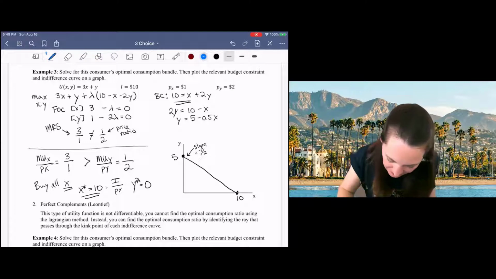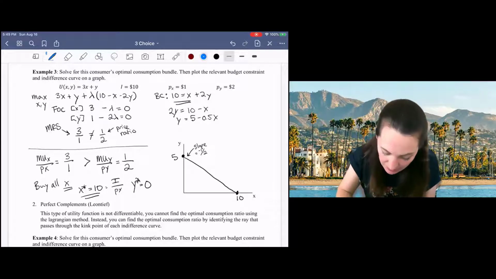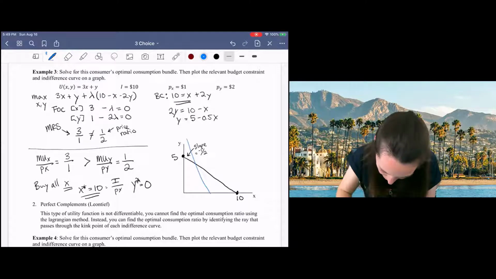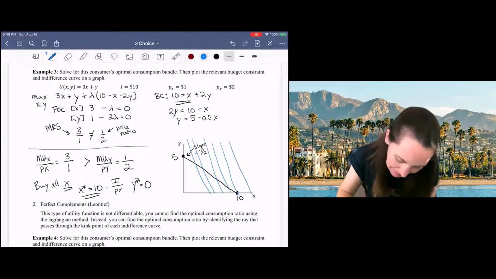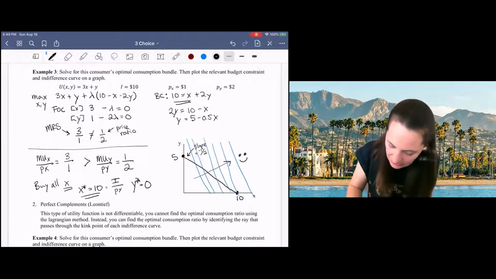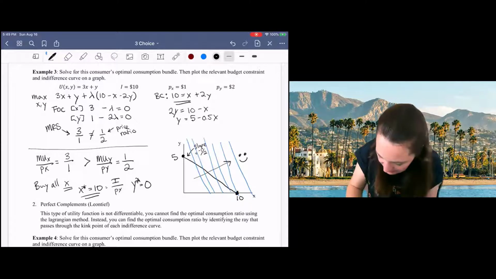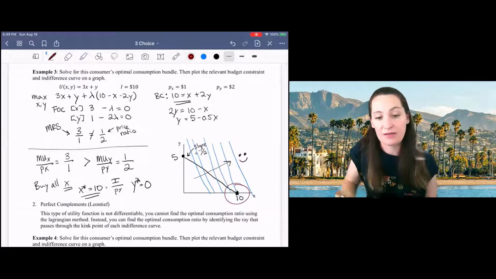The slope of my indifference curve is 3, right? So it's much steeper than my budget constraint. They're supposed to be straight lines. You can see the highest indifference curve, right, because my utility increases as I move this way. The highest indifference curve that is within my budget set is down here, right, at 10 units of X and 0 units of Y.